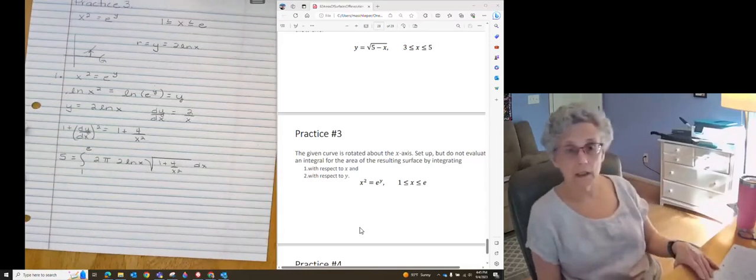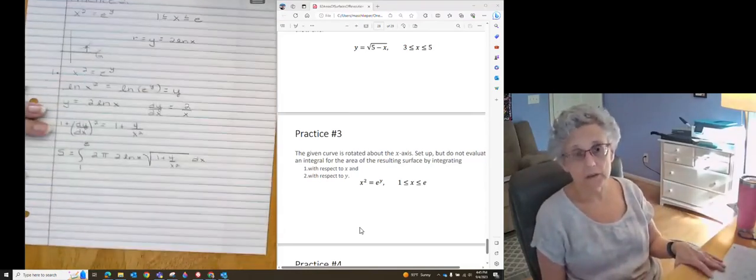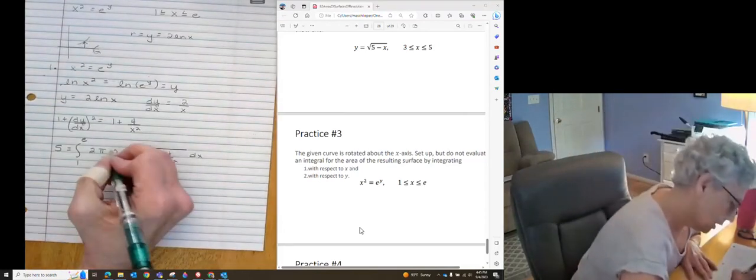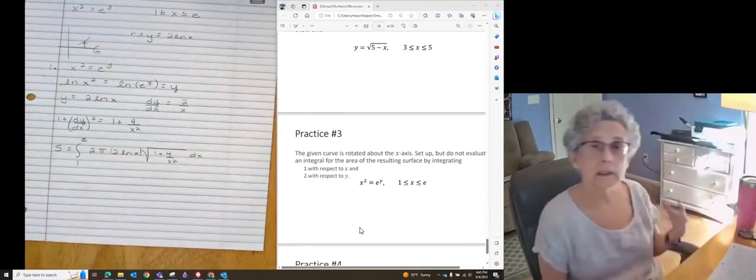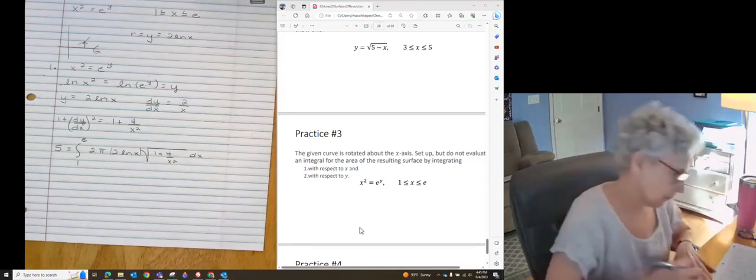And then I say, yay, I don't have to try to integrate that because it looks really ugly. You don't have to simplify stuff. You can leave it exactly like that.